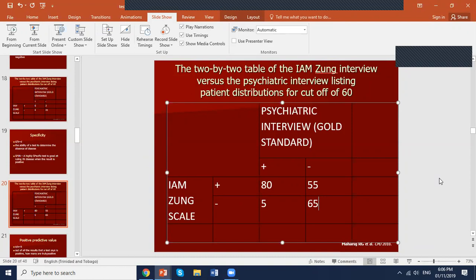All right, so the equations are something you know, right? Sensitivity is A over A plus C. Specificity is D over B plus D. Positive predictive value is A over A plus B. Negative predictive value is D over C plus D. That is really all you need to work out these values.